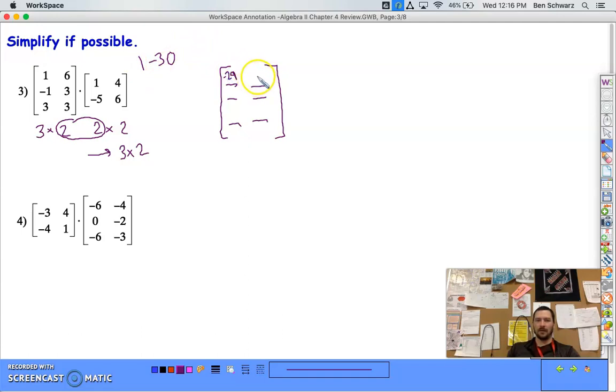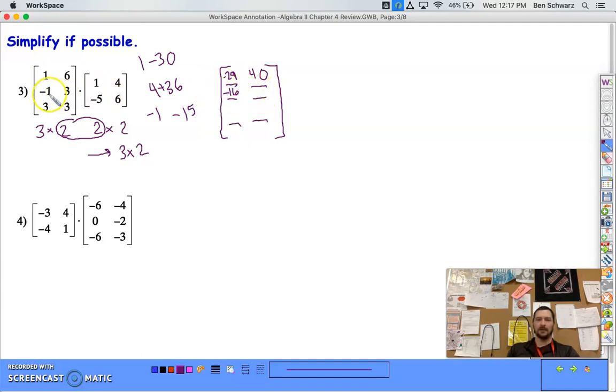All right, now we're still in row 1, but column 2. So we take row 1 times column 2. 1 times 4 would be 4. And then 6 times 6 is 36. Adding those, we would get 40. Okay, now we're in row 2, column 1. So we take row 2 times column 1. -1 times 1 is -1. And then 3 times -5 is -15. So we get -16.